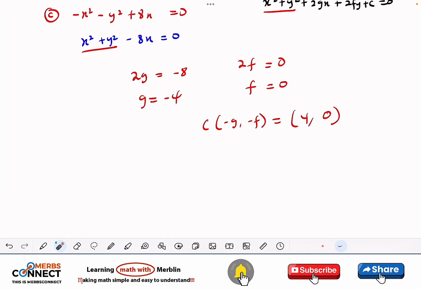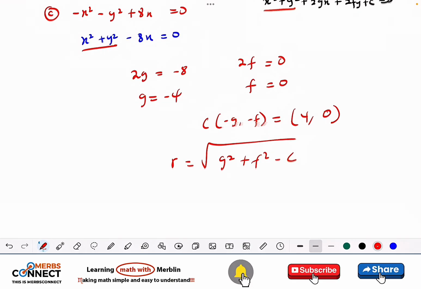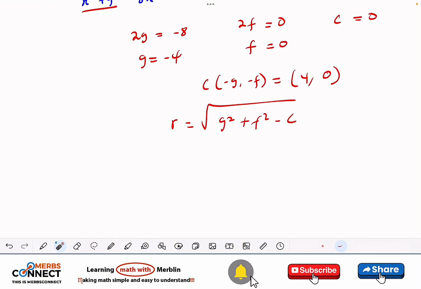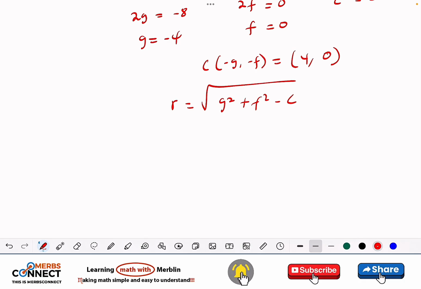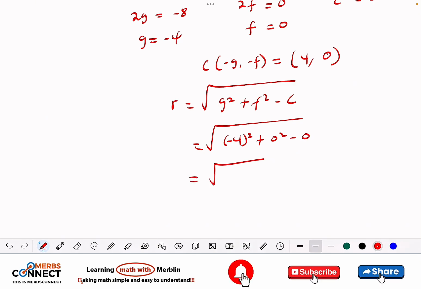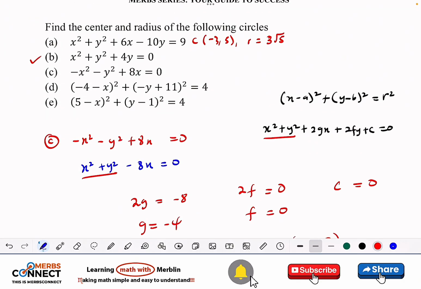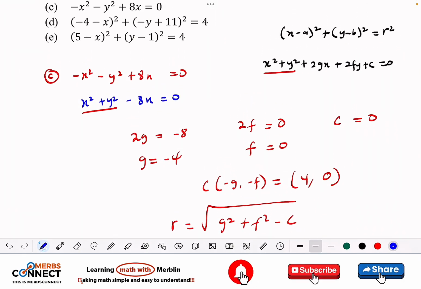Then we need to find the radius. So we know that radius is equal to root of g squared plus f squared minus c. Oops. So what will be the c? C should be 0 because we don't have any constant in this equation. So let's try and see the radius. So this is going to be minus 4 squared plus 0 squared minus 0. And this is going to be 16, and this is going to be 4. Good. So C, what are we having for the C?